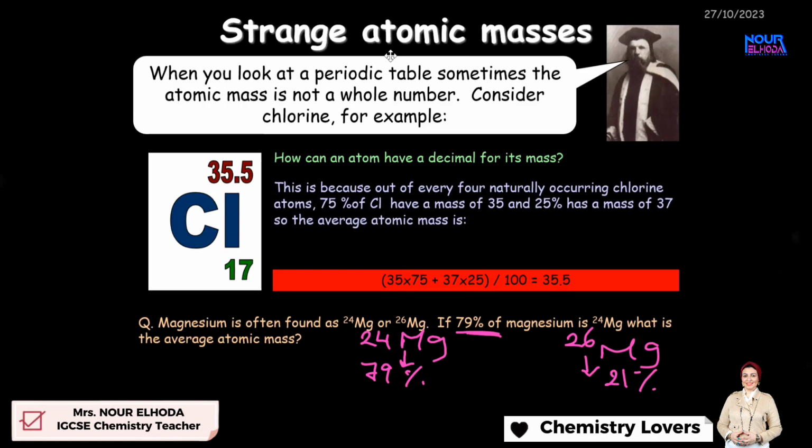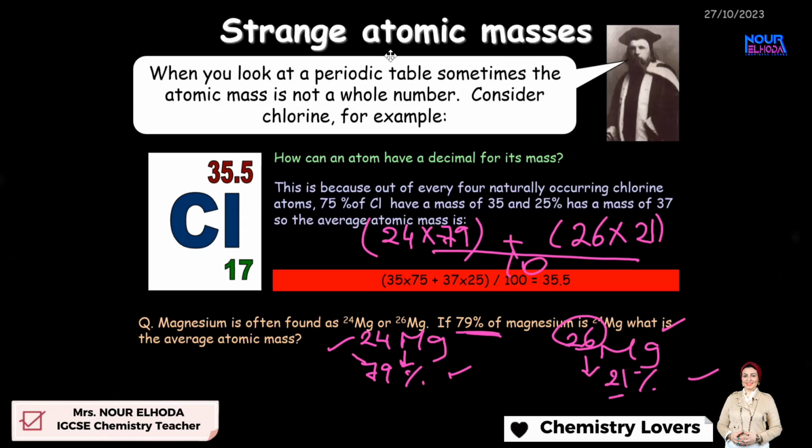24 multiplied by 79, plus, correct, 26, bravo, multiplied by 21. I'm going to put the percent: 24 times 79 plus 26 times 21. Usually I do the mass times the percent, plus the mass times the percent, over how much? Over 100. It will come out 24.4.